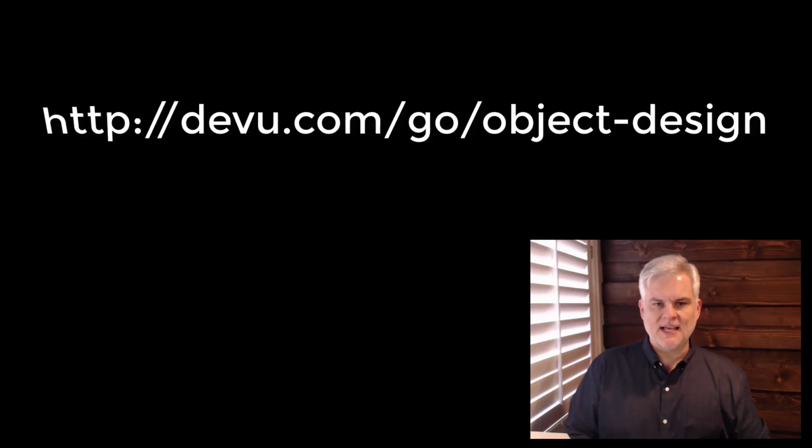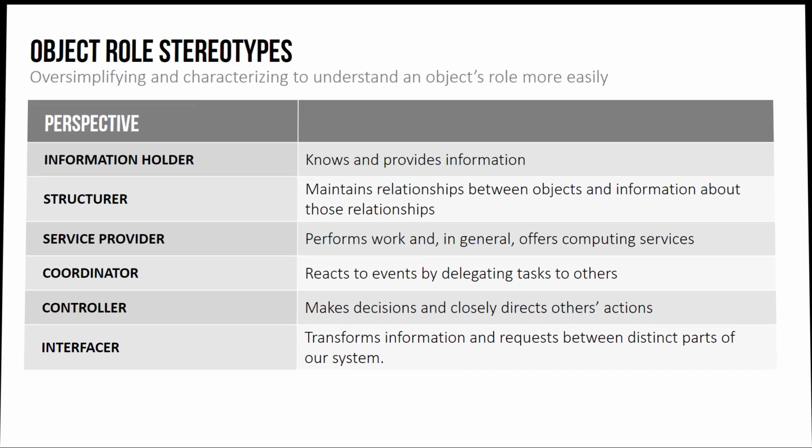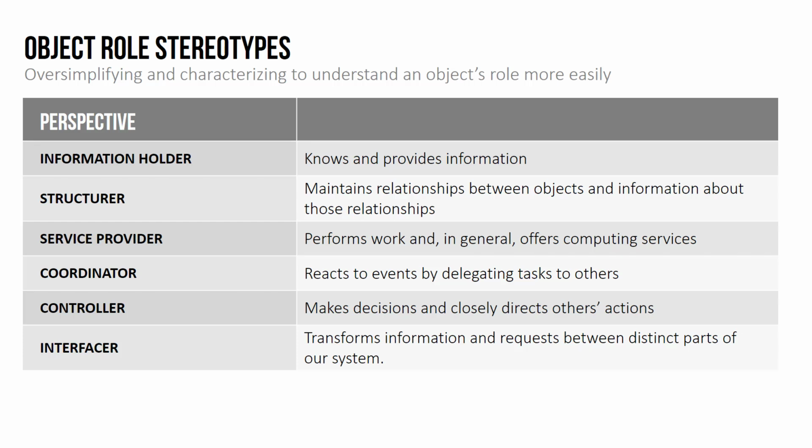So if we take a look at this book again, I'm going to push you towards this book, it talks about object role stereotypes, and that's really what I want to look at here. I put the pertinent passages on screen. So we're going to take a look at the 6 that are defined in this book, starting off with information holder. An information holder is a type of object that knows and provides information to others.